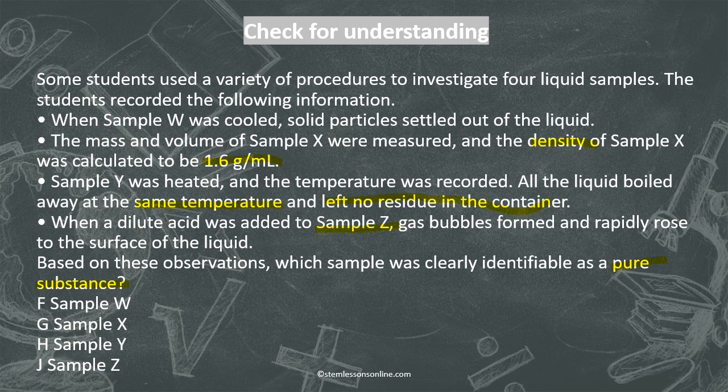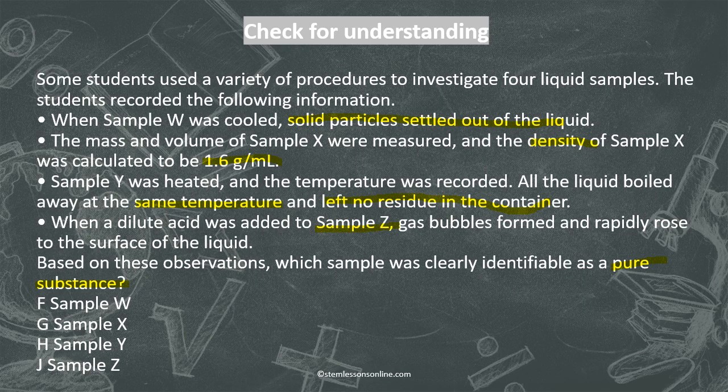And when they say sample W, it's cooled, solid particles. When you cool it, solid particles settle out. So the liquid evaporated, just like we said, we can separate salt from water. So that is what? A homogeneous mixture. And now the next one says, the mass and volume of sample X were measured and the density calculated. They got a density, but we don't know which substance they are talking about, right? And they calculated the mass, so how do we know? Without giving a comparison, we don't know if that density matches any pure substance or not. So let's see the next answer.